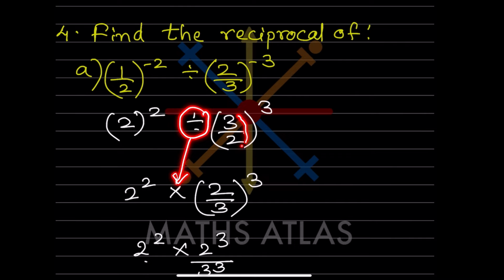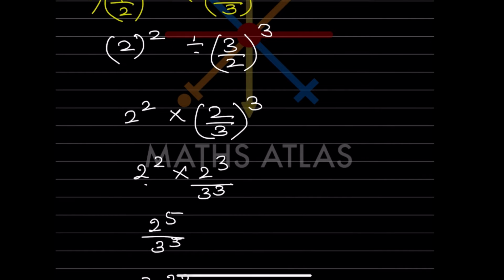Again this is going to get flipped over because we are changing this from division to multiplication, so the other number gets flipped over. So again it is going to be 2 by 3, but this is positive, so this is going to be positive. So now what will you do? You will write this as it is, 2 raised to 3 divided by 3 raised to 3.